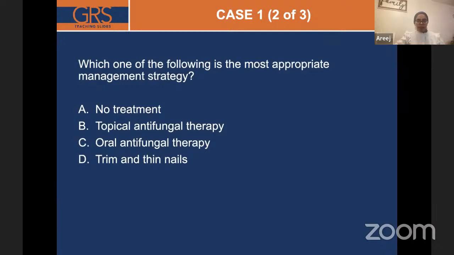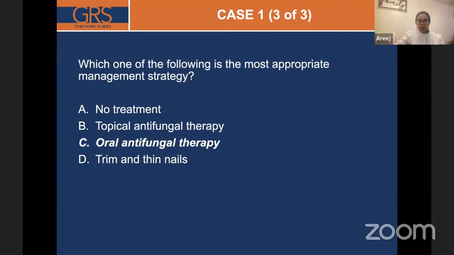Yes, the correct answer is C, oral antifungal therapy, because this is onychomycosis, a fungal infection, which is treated with terbinafine, griseofulvin, fluconazole, or itraconazole also. Okay.